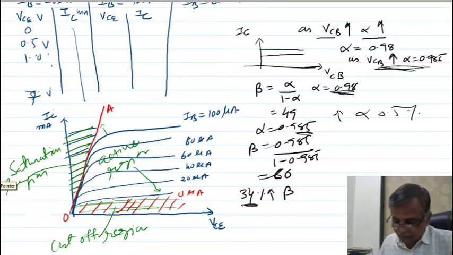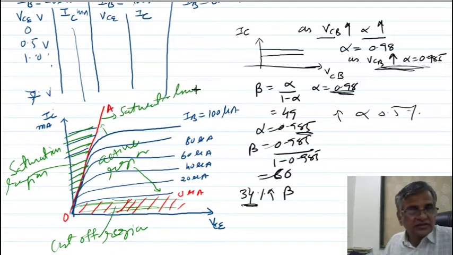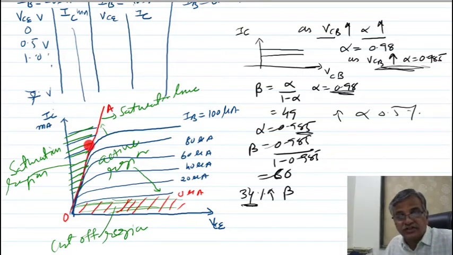The output characteristics of a transistor have three regions: one is the saturation region, second is the active region, third is the cutoff region. In the saturation region, the base emitter junction is in forward bias and the collector base junction is also in forward bias. This line is called the saturation line. When the transistor operates in this region, it is considered as an on condition. Maximum current is passing through the transistor.